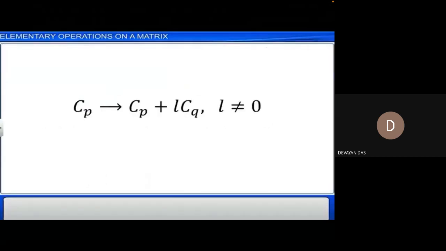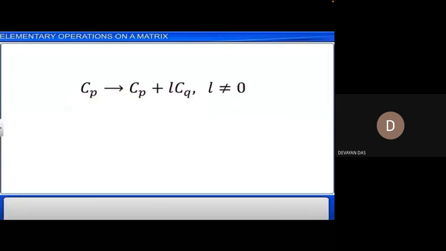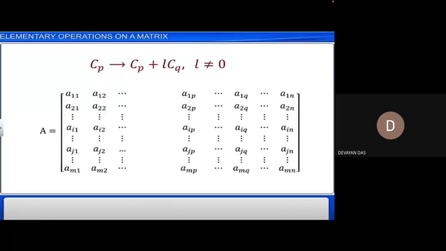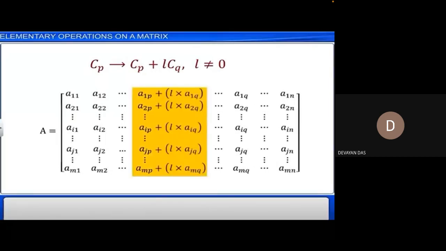In the same way, for a column. When you multiply a column with a particular number and add it to another column, Cp changes to Cp plus kCq. Is it understood?